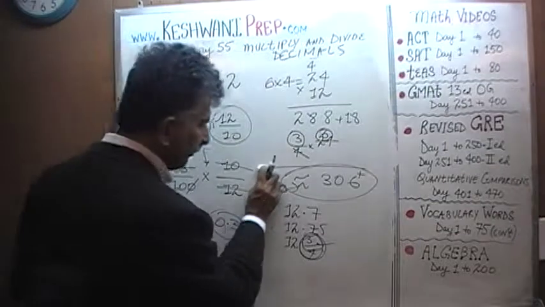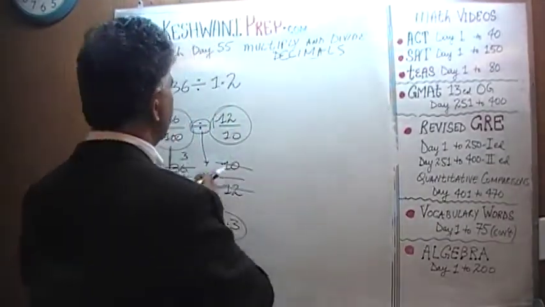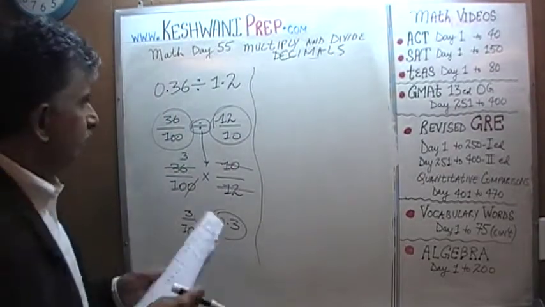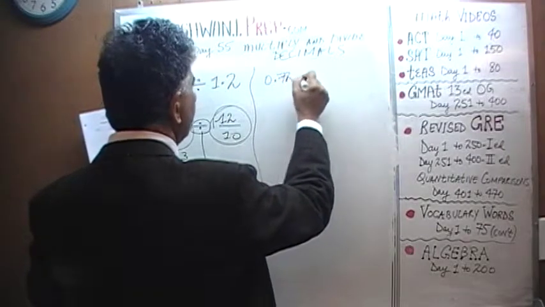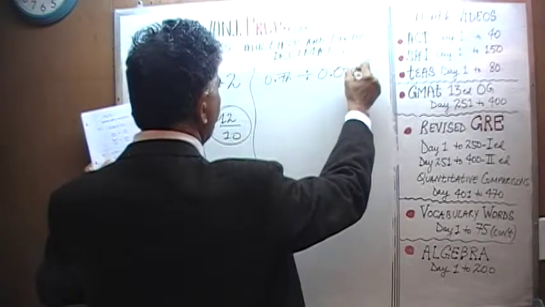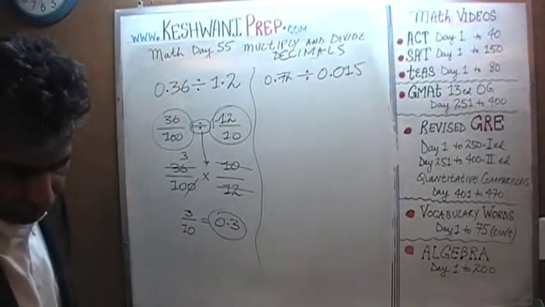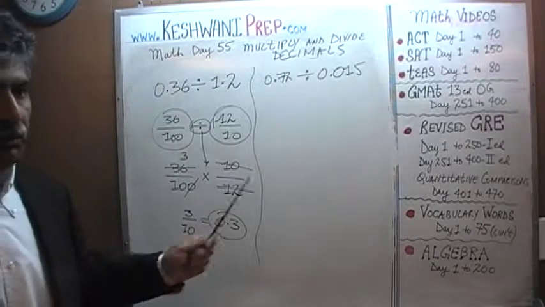Let's do one more, shall we? Let's erase this problem from yesterday. It's not serving any purpose. Let's do one more. Again, you're going to do it yourself. 0.72 divided by 0.015. I'll give you 5 seconds to pause and unpause the video. I want you to do it yourself.